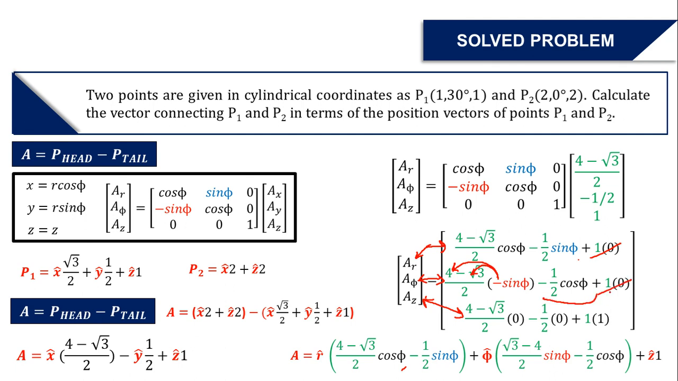Then, 0 na yung third term. Plus, ito, 0 na rin to. Ito rin, 0 na rin. Ang naiwan na lang is yung 1. So, z hat 1. So, meron tayong vector in Cartesian and meron din tayong vector in cylindrical. Okay? So, that's it.